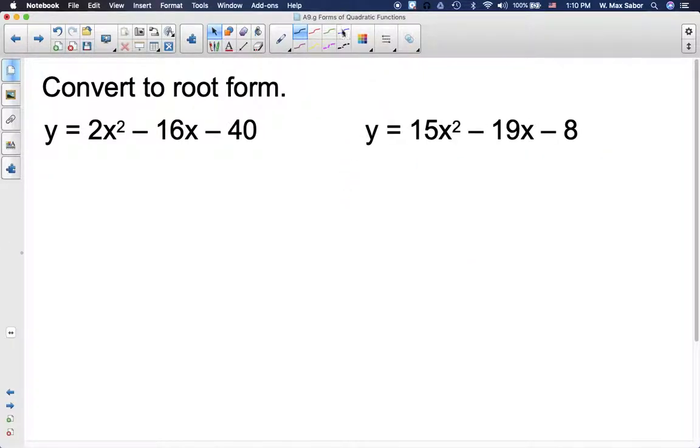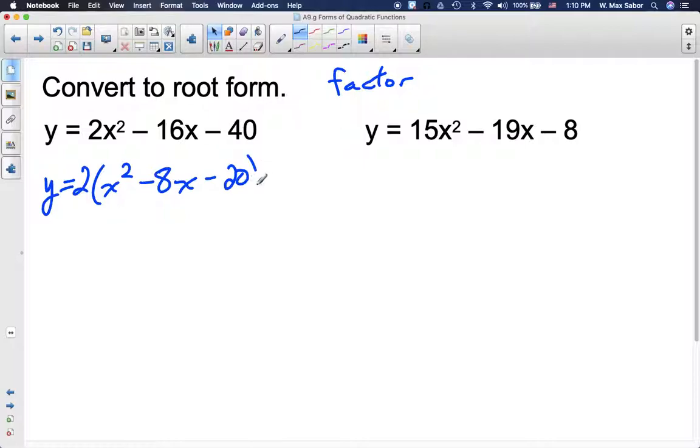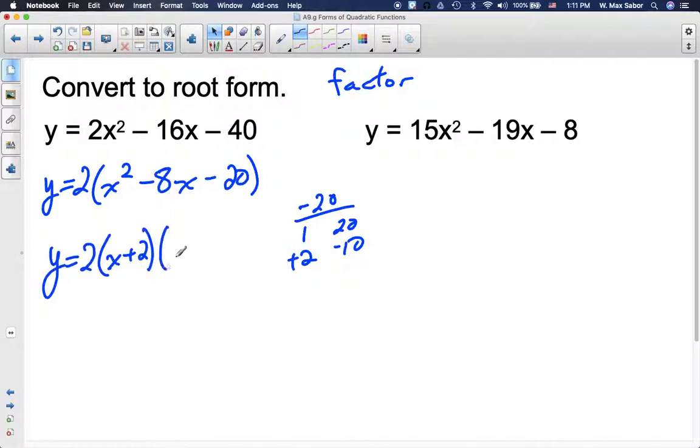To convert into root form, that's factor. So we can factor out a 2. Say this is x squared minus 8x minus 20. And the factors that multiply to negative 20 are 1 and 20, 2 and 10. That'll work with a positive 2 and a negative 10. So y equals 2, x plus 2, x minus 10.